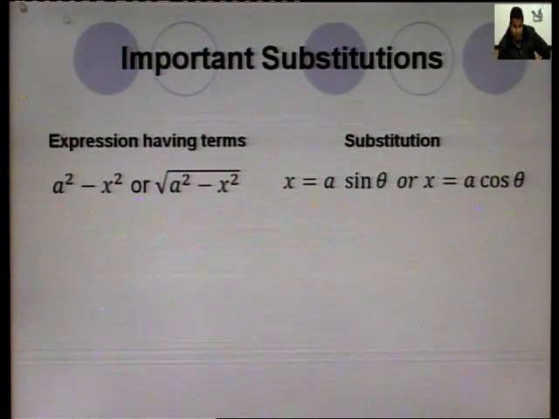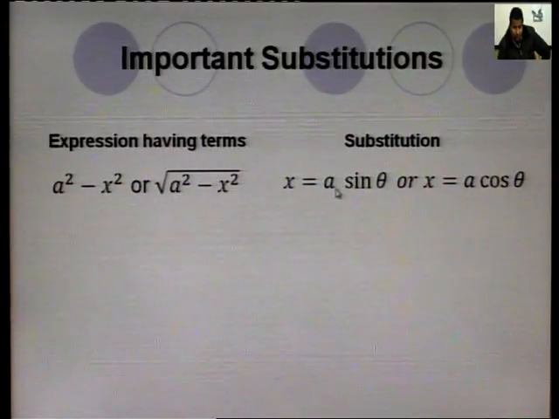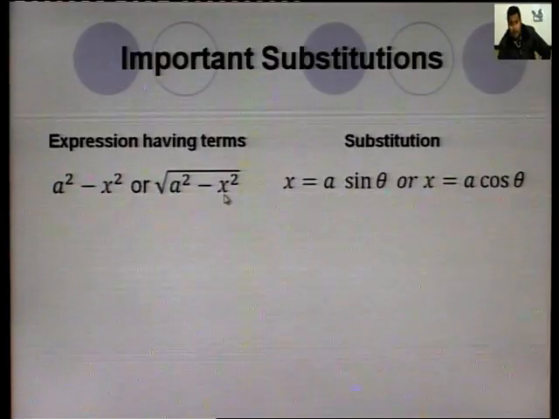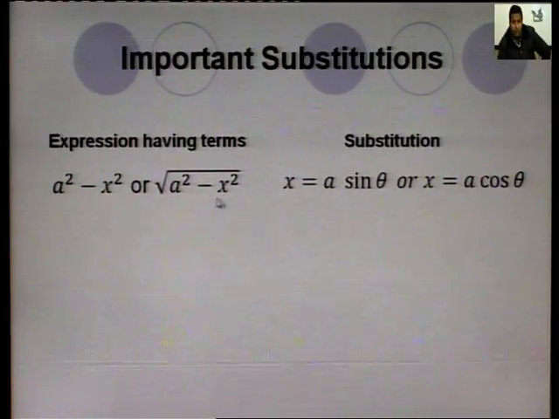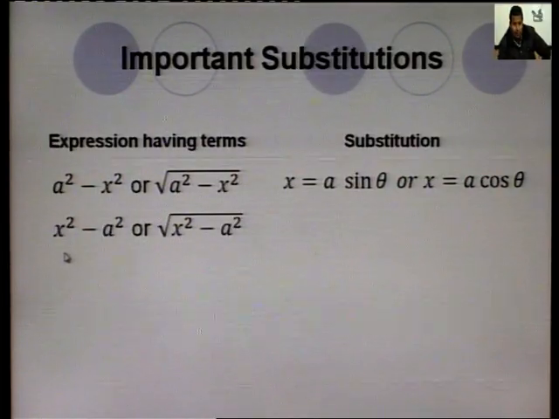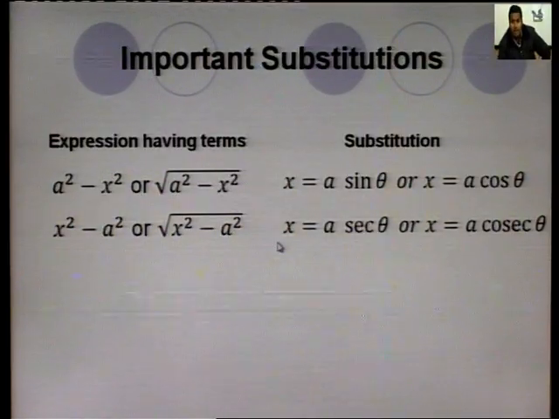Because for the under root term, if we put the value a sin theta here, it becomes a square minus a square sin square theta. That is, a square will come out common, 1 minus sin square theta will become cos square theta, and then this will become a cos theta. Then for x square minus a square or under root of x square minus a square, the substitution will be x equal to a sec theta or x equal to a cosec theta.